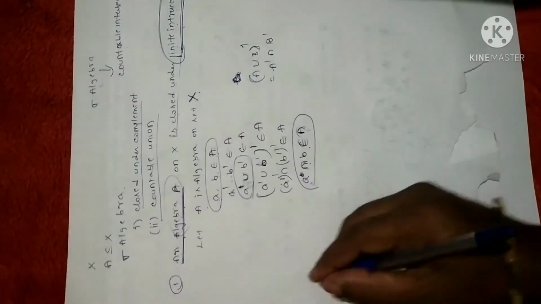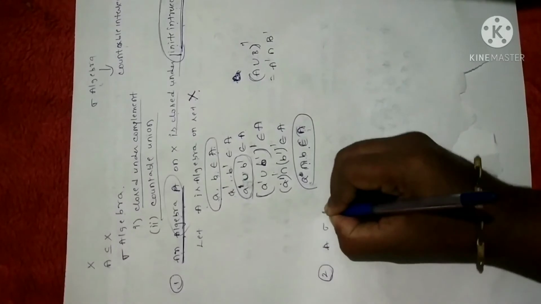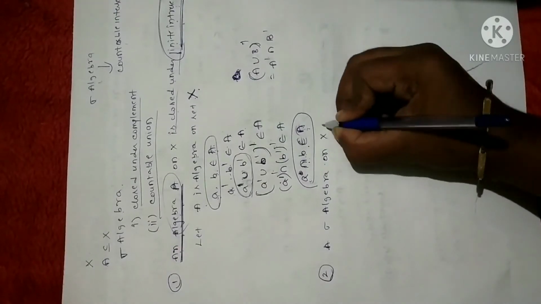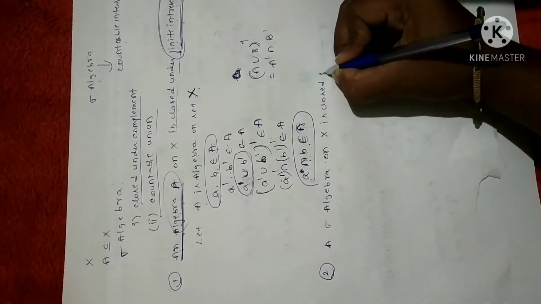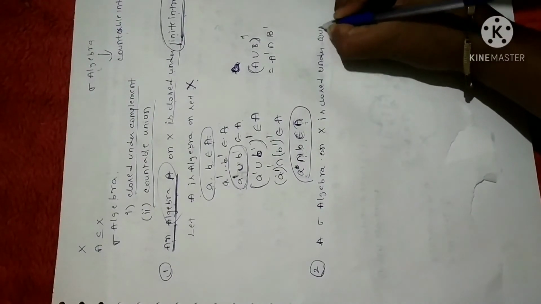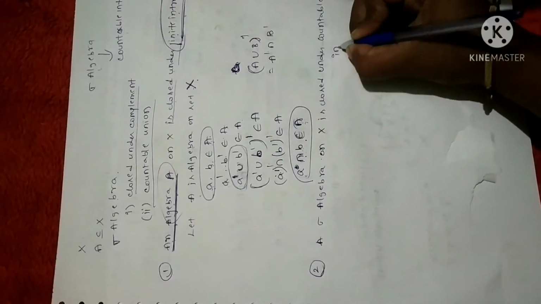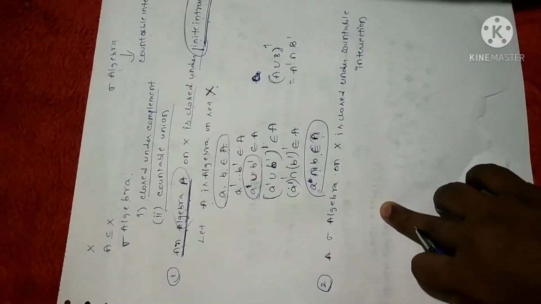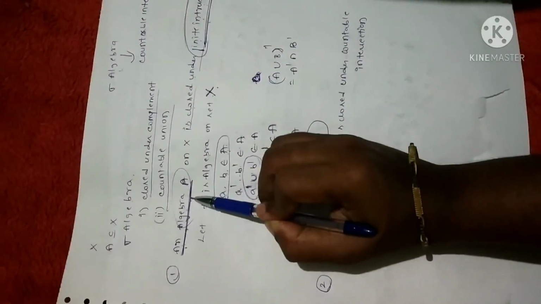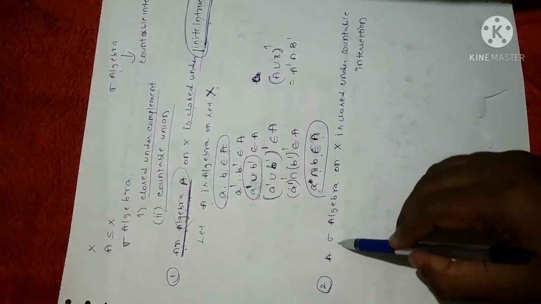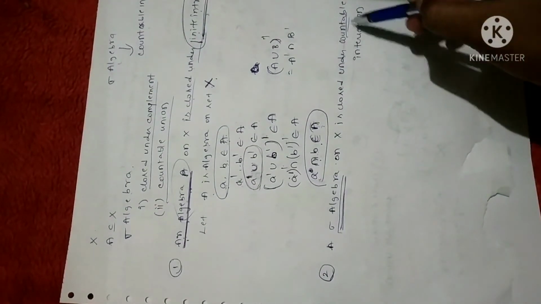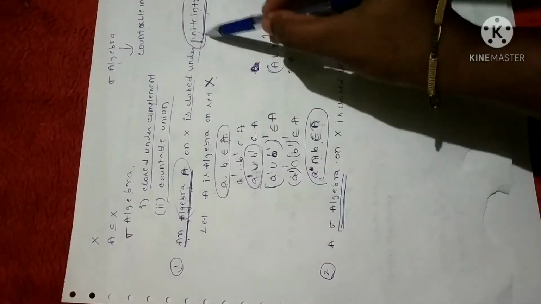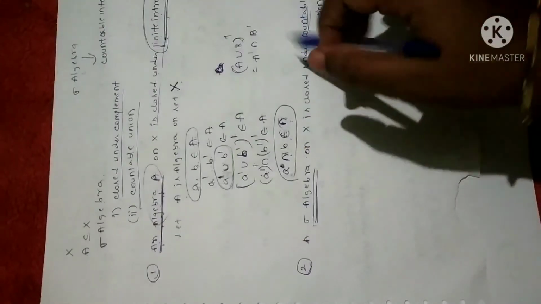Now the second property: a sigma algebra on X is closed under countable intersection. Countable intersection. Both look the same, but they are not exactly. See here, I have written for an algebra on A, finite intersection. Here I have written for a sigma algebra, countable intersection. When you are writing sigma algebra, you have to use the word countable. When you are writing algebra, you have to use finite. One and the same, I have already told you.